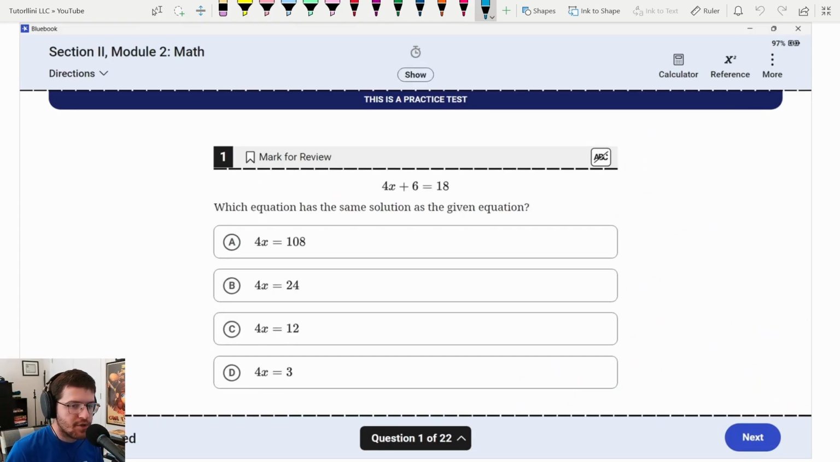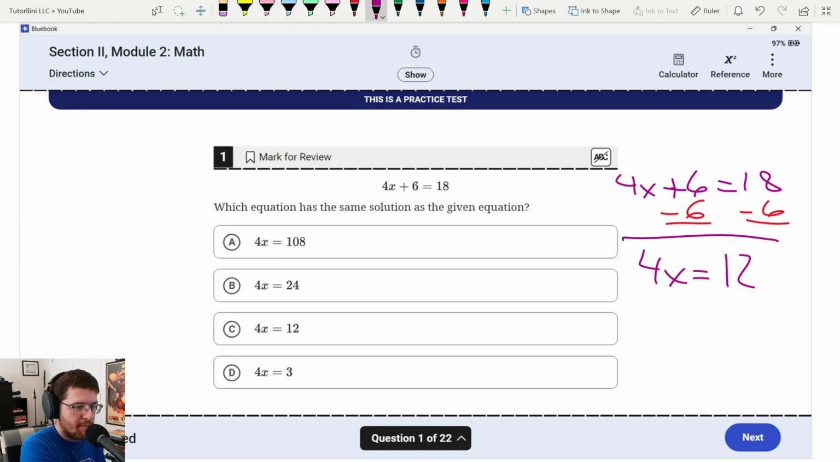Okay, this is the beginning of Module 2B, question 1. For this one, I'm going to just start solving this equation. The first thing I'm going to do is move the farthest thing first. The 6 is farther from the x than the 4. I'm going to subtract 6 from both sides. And that gives me 4x is equal to 12. And I can just stop there. I already see that that matches one of the answer choices, which is choice C. If you weren't sure what to do, you could type in the first equation, which I believe has a solution of x equals 3, and then type in all the other equations into Desmos and see which one also has a solution of 3.